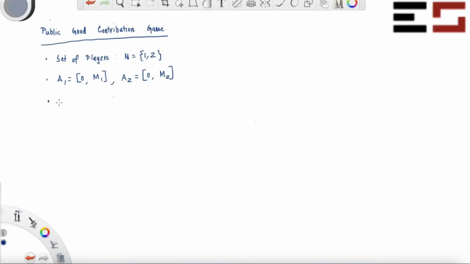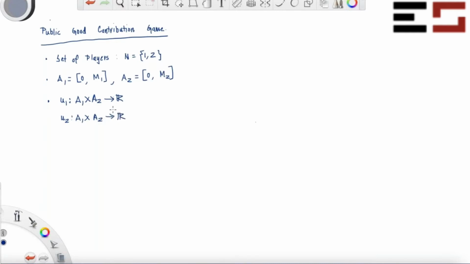So you can imagine that player one is going to pick an action from his action set. Player two is going to pick an action from his action set, and then that pair of actions, you can call that an action profile if you wish, will determine the payoff to player one and player two. So the utility of player one is a function from A1 cross A2 to R, and the utility of player two is also a function from A1 cross A2 to R.